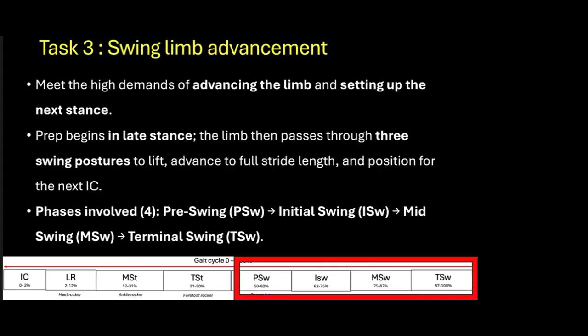So swing limb advancement actually starts in the late stance period. Pre-swing is going to set the table, and then the limb passes through the 3 swing postures to lift, advance to full stride length, and position for the next initial contact.